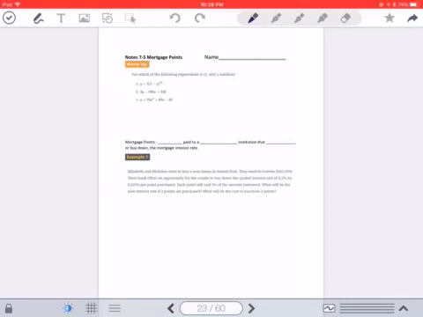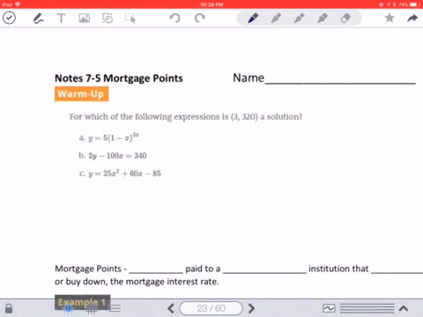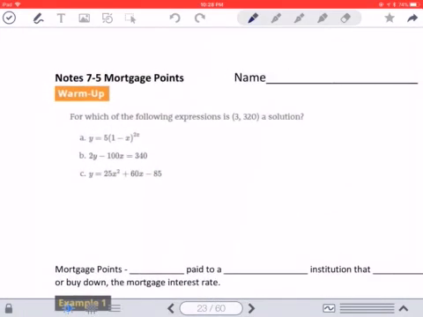All right, Algebra 2 finance students. We're going to start off here with 7-5. We're going to do example 1. So we're talking about mortgage points. Let's start off with the warm-up. For which of the following expressions is 3,320 a solution? Go ahead and pause the video, try it on your own, and then restart it.